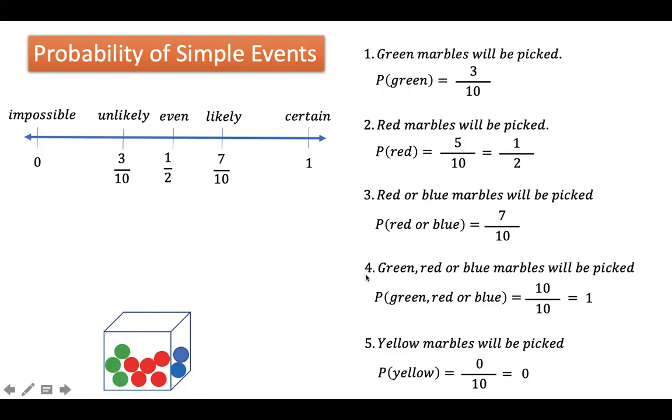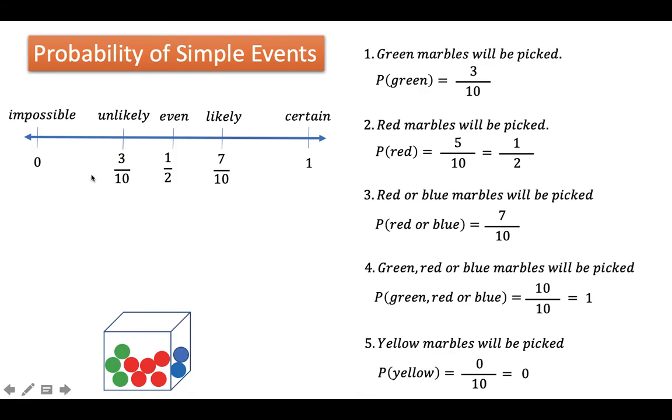While in given number 4, wherein the probability is 1, it means it is certain, we are sure that when we pick a ball here, it might be green, red, or blue. But in our given number 5, wherein the probability that yellow marbles will be picked is 0, it means it is impossible that if we pick a marble here, it will be yellow.